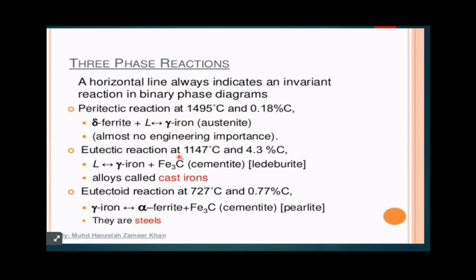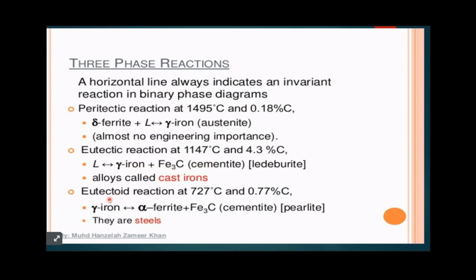Eutectic reactions will take place in cast iron, that is 4.3% of carbon in the iron, at the temperature of 1147 degrees Celsius. So at this temperature, the liquid of cast iron will be converted into two phases, that is gamma iron, that is gamma austenite, plus ferrous carbide, that is cementite.